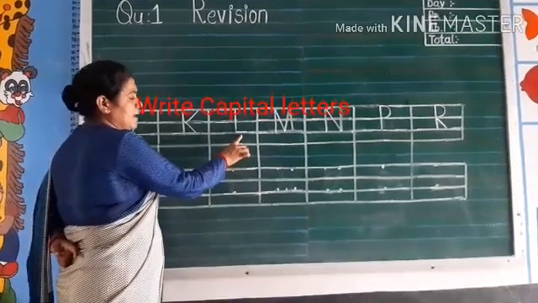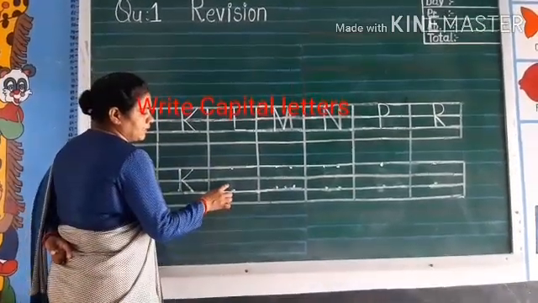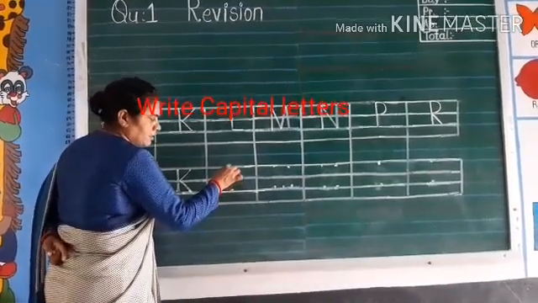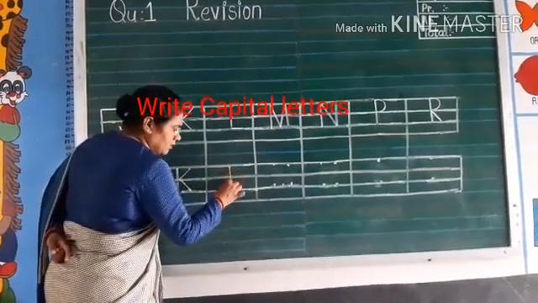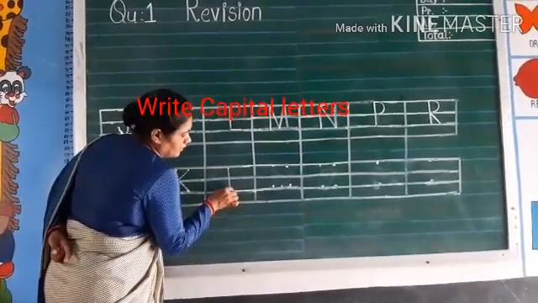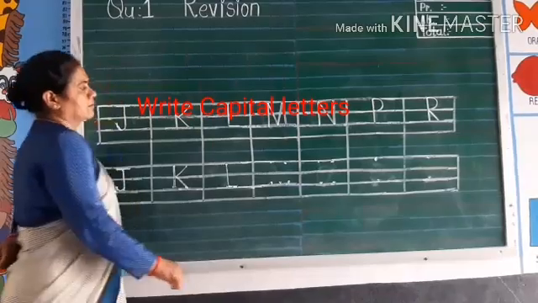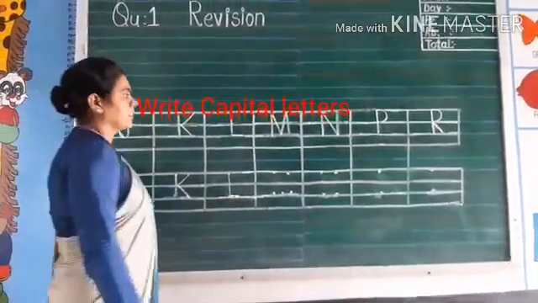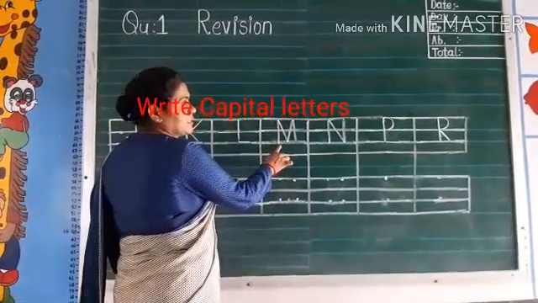Again, which letter is this? Capital letter L. How to write capital letter L? Here two dots are given. First, up to down, join the dots, make a standing line and little sleeping line. This way you have to write capital letter L.